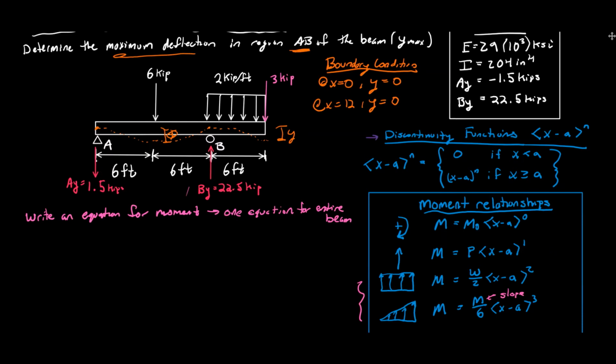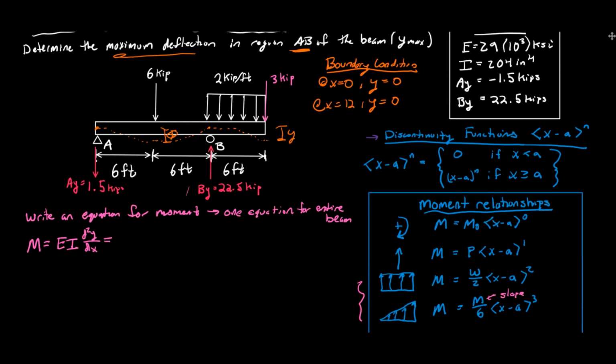So what I'm going to do now is write an equation for the moment for the entire beam. I gave you the support reactions here. AY is actually going down, which is kind of weird, 1.5 kips. BY is going up 22.5 kips. So let's write an equation for the moment using these relationships over here. For the beam, I'm going to work my way left to right. Another way we can write this is the moment is equal to EI, the modulus of elasticity times the moment of inertia, times the second derivative of displacement with respect to x. Because remember, if we integrate moment twice, we get the displacement equation.